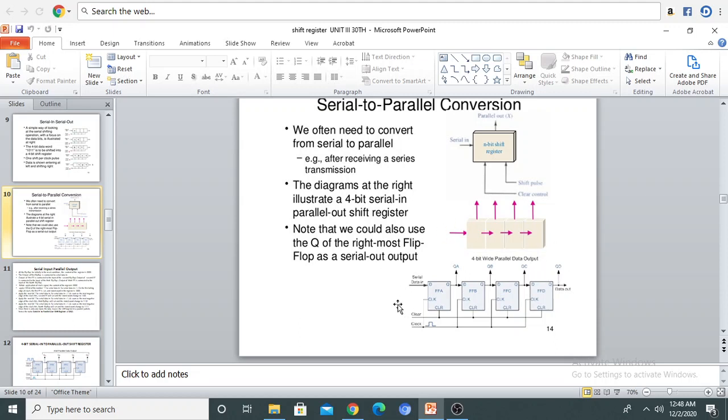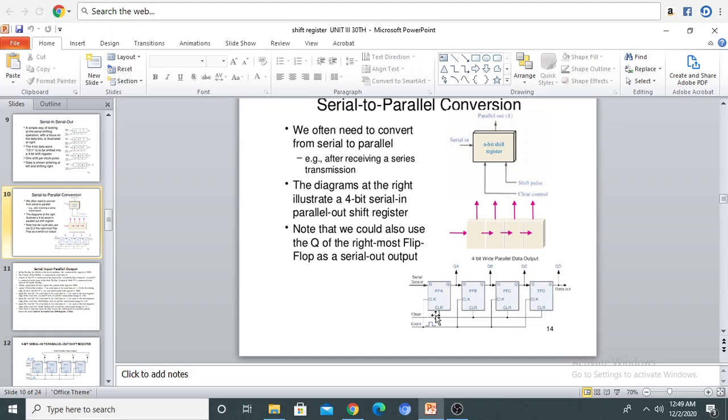Next I am applying the data 0. Now I am applying clock. So on the third clock pulse, you will get 0, 1, 1, 0. Next I am applying the data 1. Now I am getting 1, 0, 1, 1. So for each clock pulse, I am applying one value. The previous value is shifted to the next flip-flop.